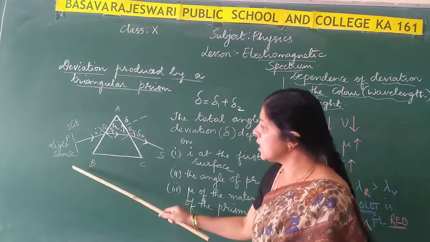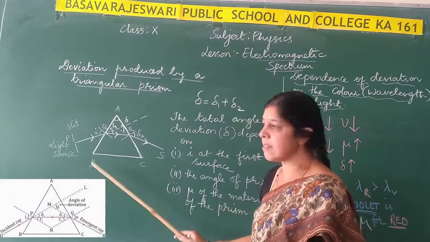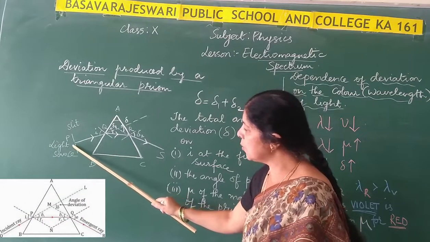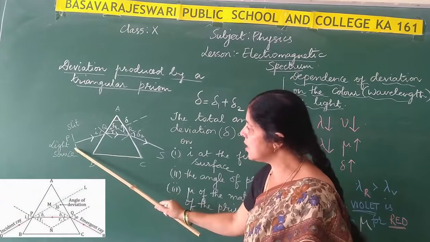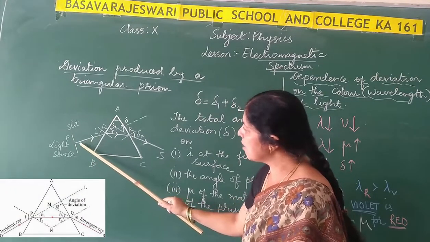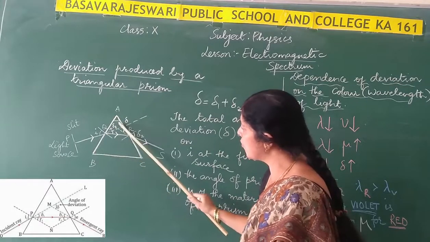a ray of light is coming from a light source. I have a slit here. Slit is a small opening, understood? So that we should get only one or two rays of light. Now I have taken only one ray of light. This ray of light is incident on one refracting surface of the prism.